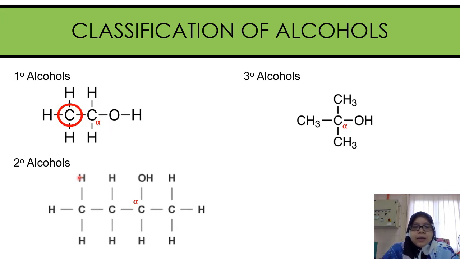And then for secondary alcohol, our alpha carbon here, the alpha carbon is the carbon that is attached to the functional group OH. So that is our alpha carbon. For secondary alcohol, our alpha carbon is attached to two carbon atoms. For tertiary alcohol, this alpha carbon will attach to 3 carbon atoms.